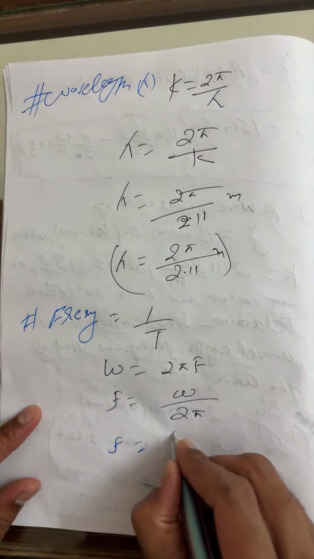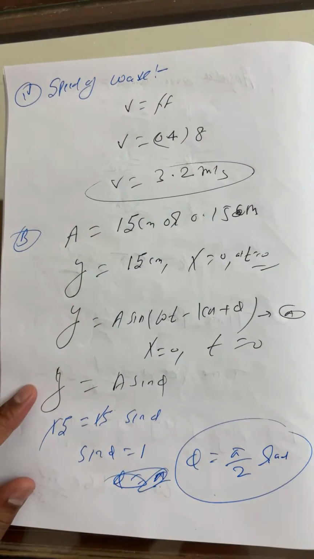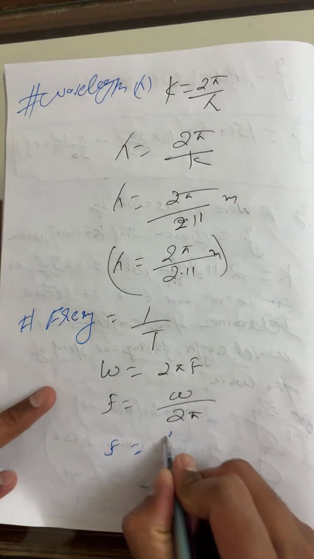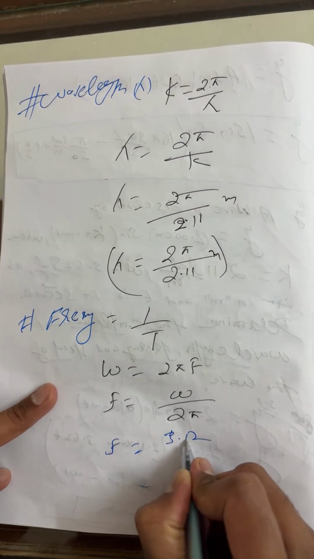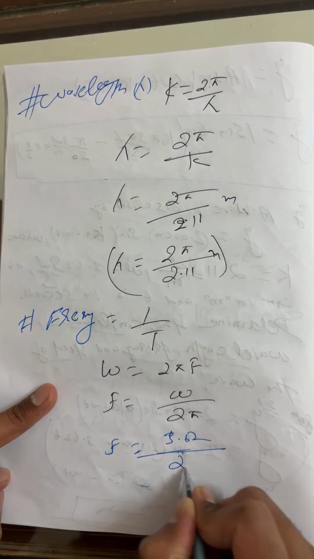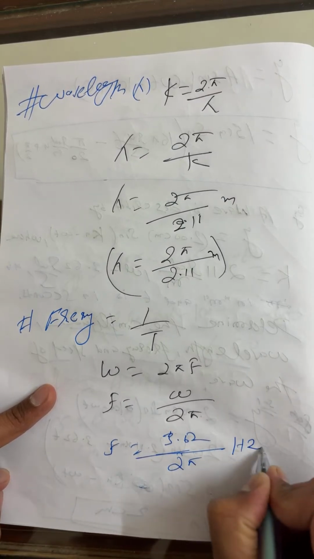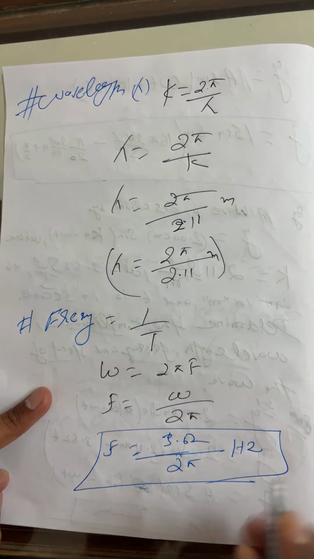Frequency is omega upon 2 pi. Omega is 3.62, so 3.62 upon 2 pi, in hertz.